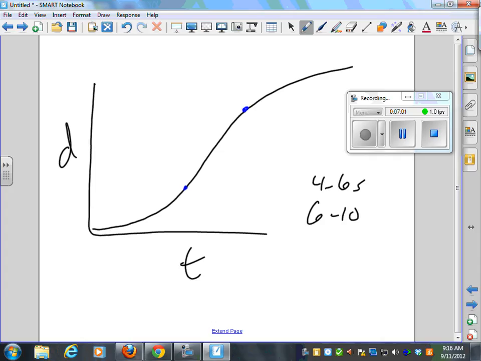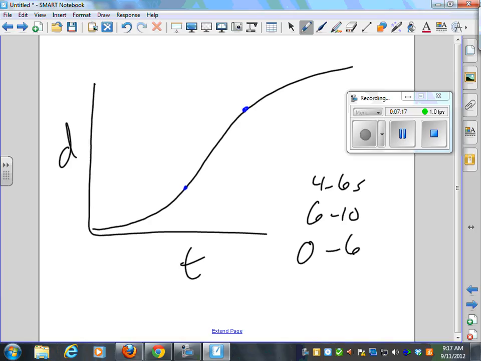Over which interval was its speed increasing? Well, when the slope's getting steeper, so certainly 0 to 2, 2 to 4, and I would even say 4 to 6. So let's say all the way from 0 to 6, right?